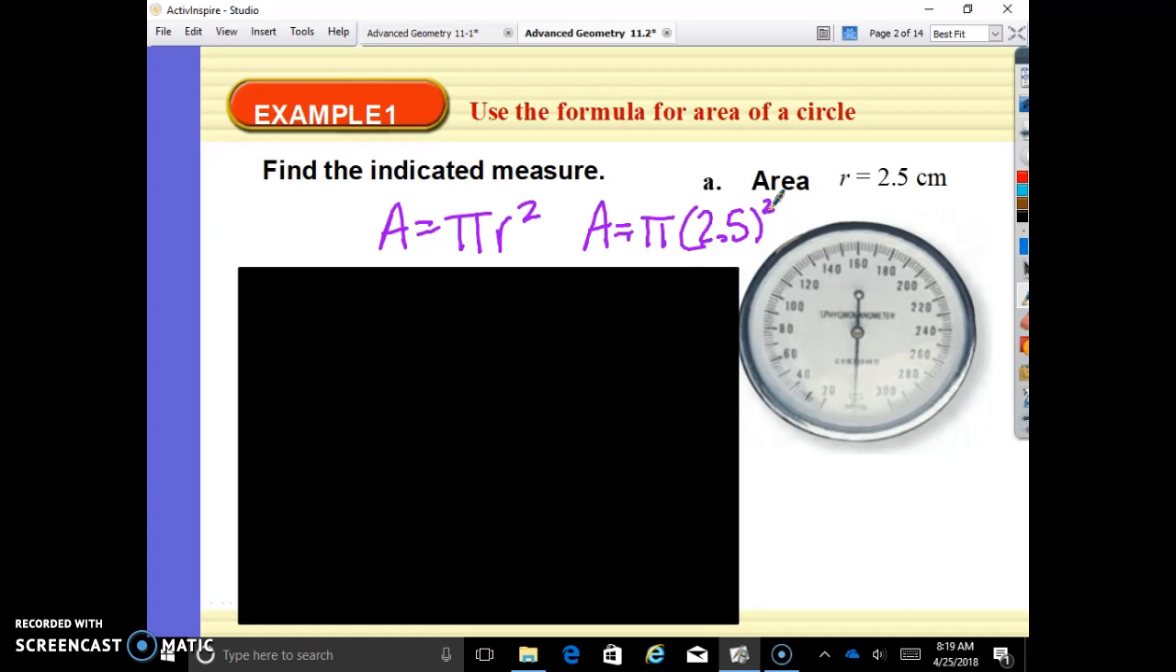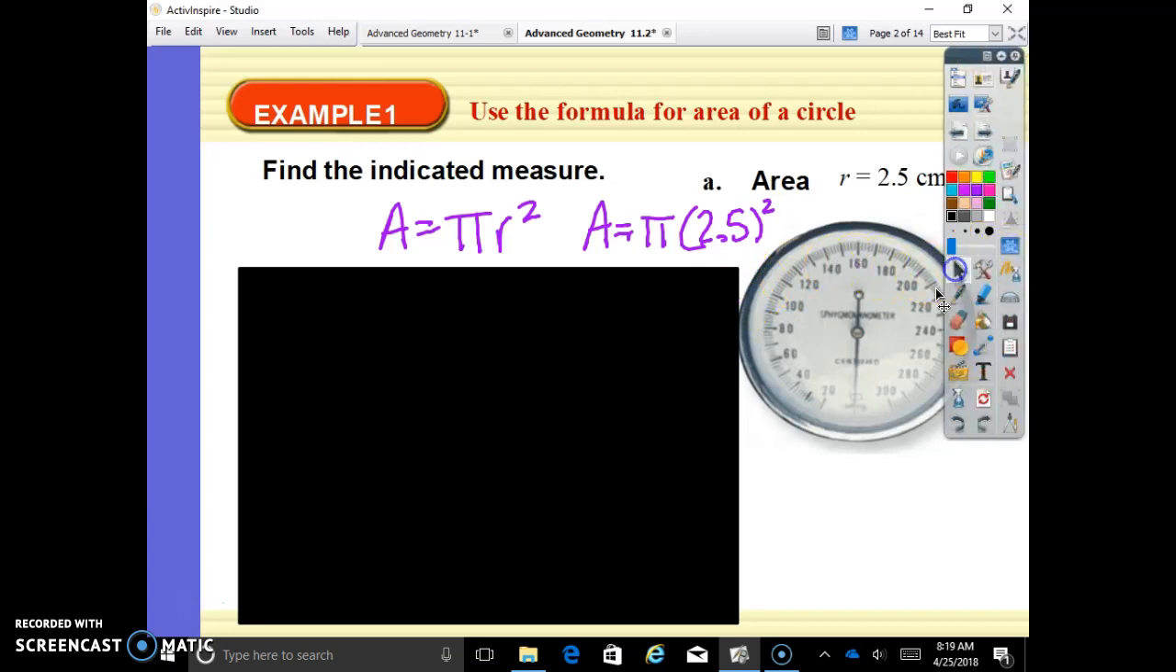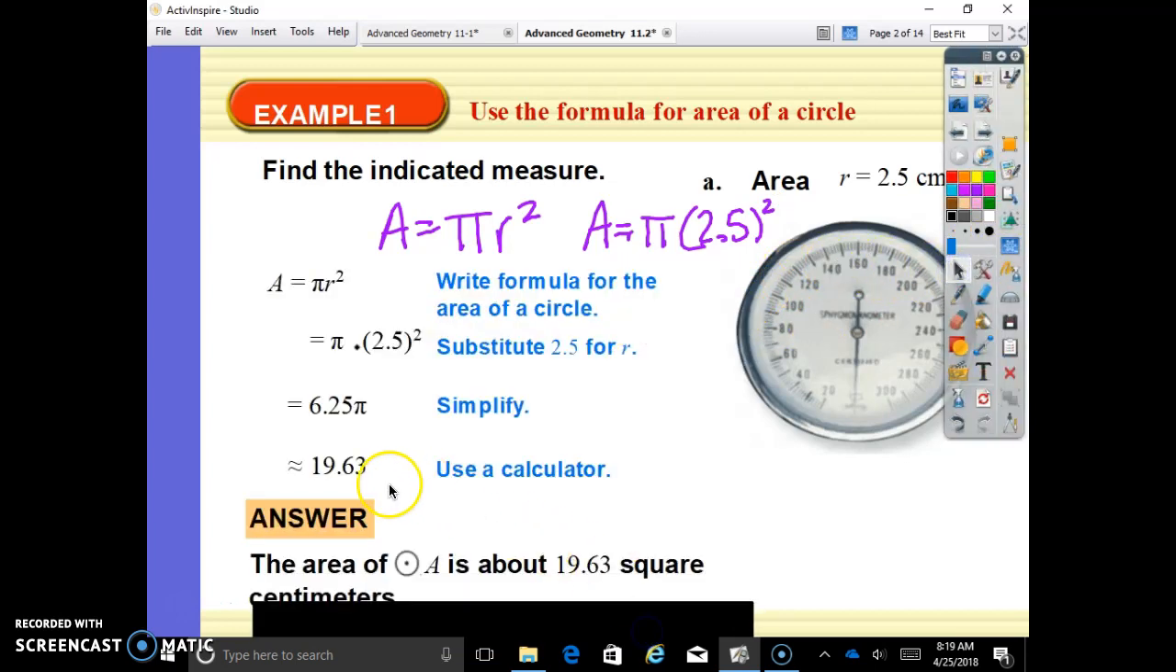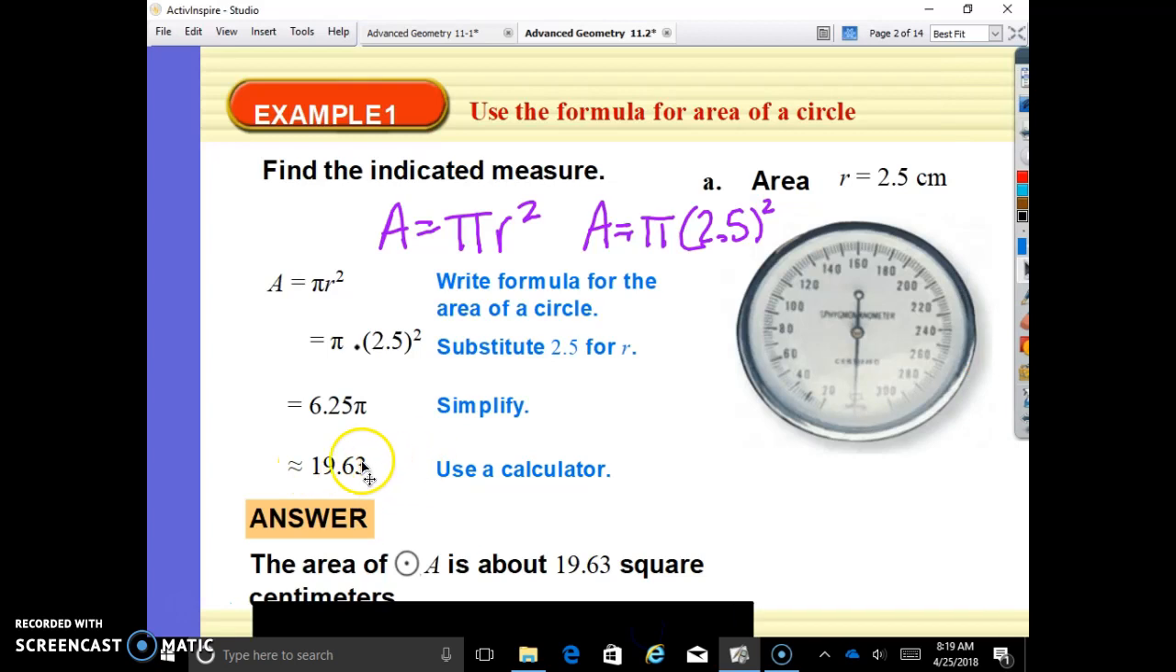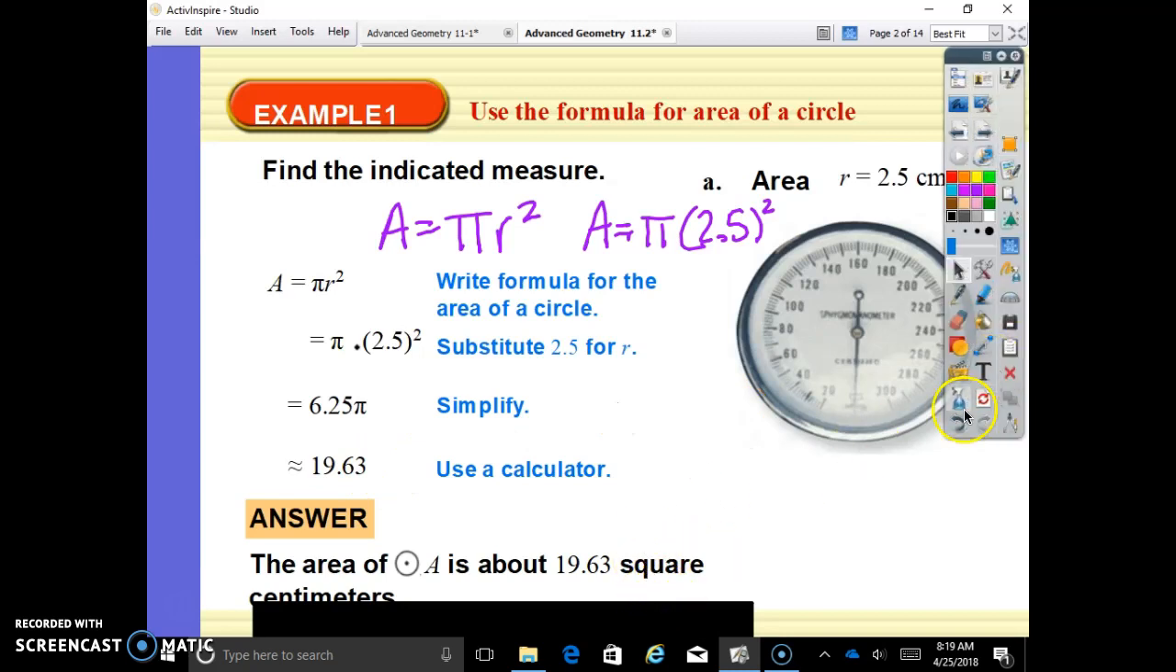And this is in centimeters squared, because area is always squared. It is two-dimensional. So if they wanted it to the hundredths, just round to two decimal places: 19.63, and this is in centimeters squared. Area is always squared.